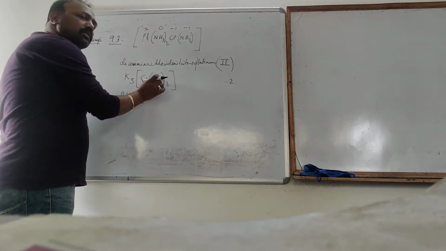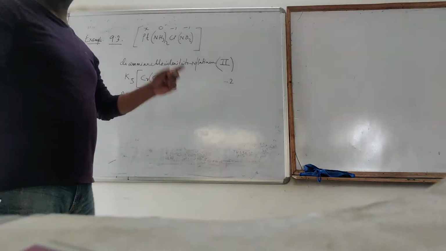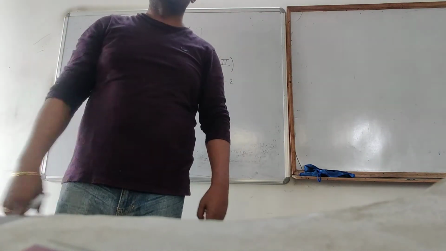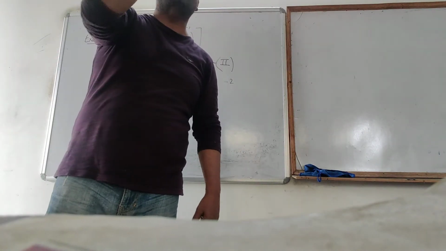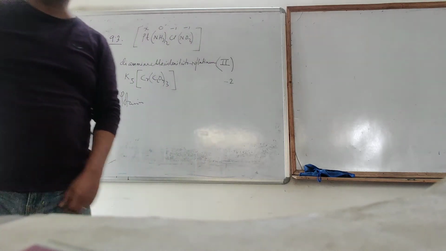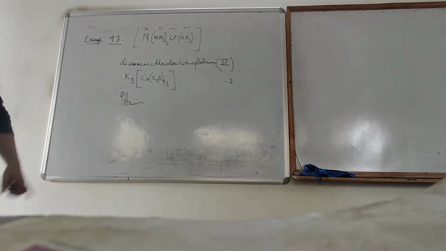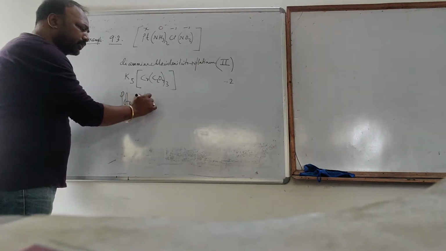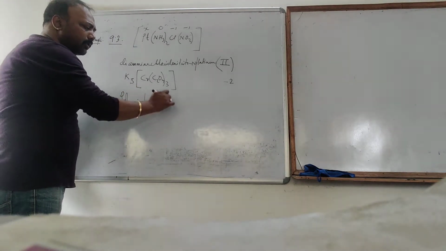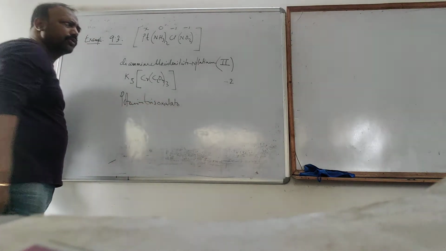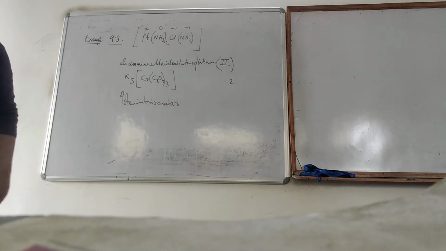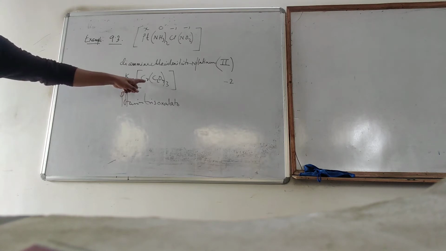What is the ligand? Oxalato. What type of ligand? Bidentate. If it is bidentate and more than one is there, how do we write? Tris. Three are there, so it's tris oxalato. Then the metal is chromium.